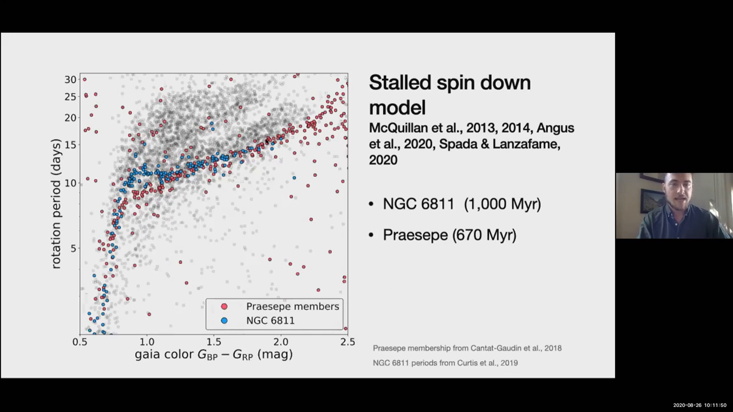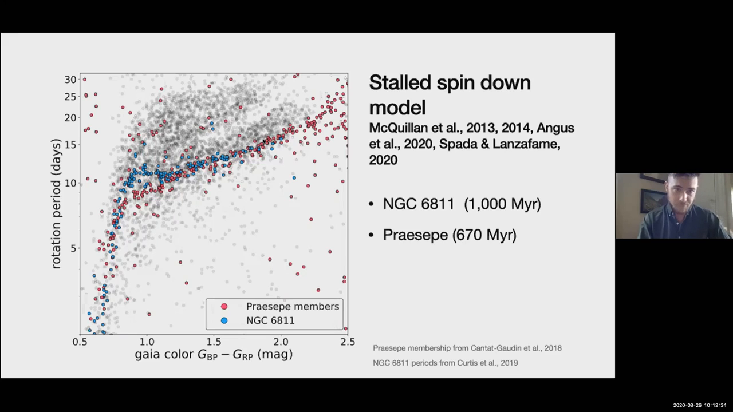And so I have here in red the Praesepe cluster, and these are rotation period measurements from our own code, and I've just highlighted members of the cluster. And in blue, we have the somewhat older NGC 6811 cluster. What we see here is that lower mass stars, around a Gaia color of about 1, have continued to spin down between 670 million years and a gigayear, whereas more massive stars appear to have stalled out and not evolved much in their rotation period in that few hundred million years.